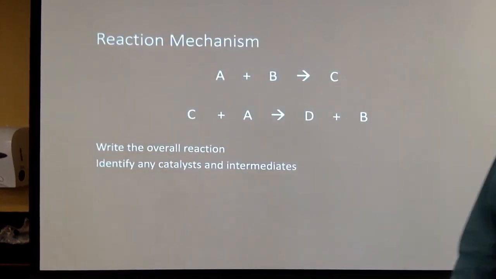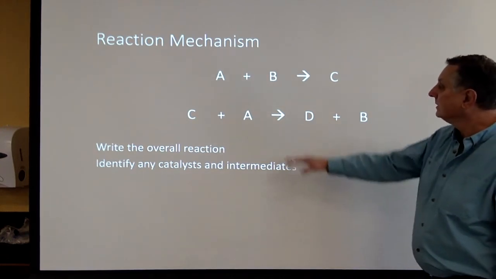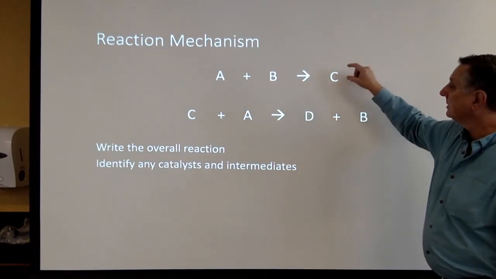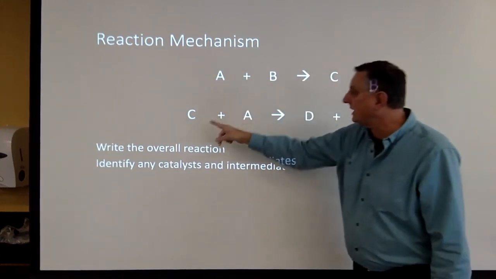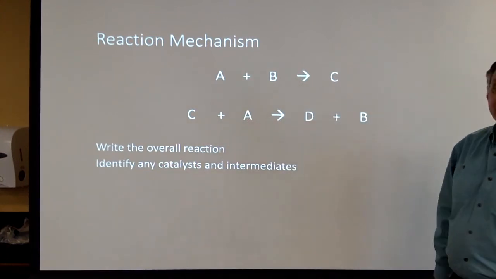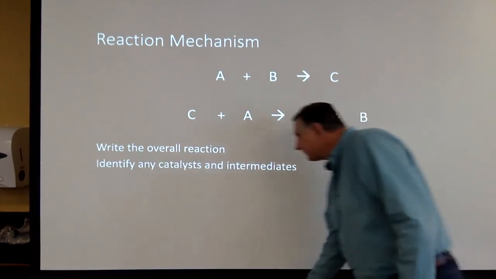So let's take a look at this mechanism. The first step, A and B form C. Once we have C, C reacts with one more A to form D, and we get B back. So what is the overall reaction?